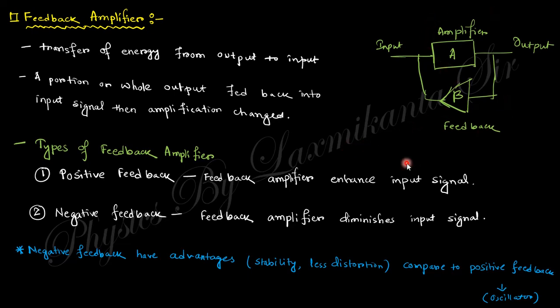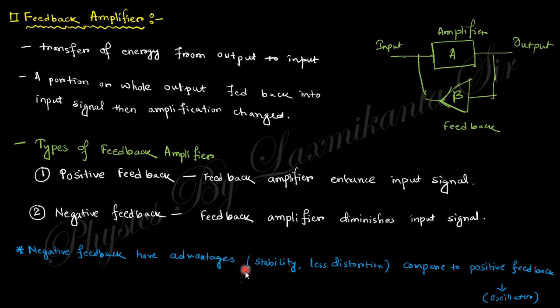This feedback amplifier is generally of two types: positive feedback and negative feedback. If the feedback is in the same phase as the input, then the input increases, the amplifier enhances the input signal, and this is called positive feedback. That means when the output is fed back into the input and the final output increases, this is positive feedback. And the reverse: if the phase is out of phase, then the input is reduced, and the output also reduces. That's why this is called negative feedback.